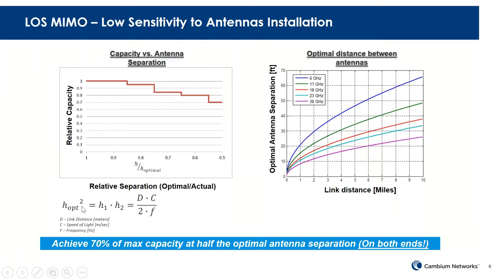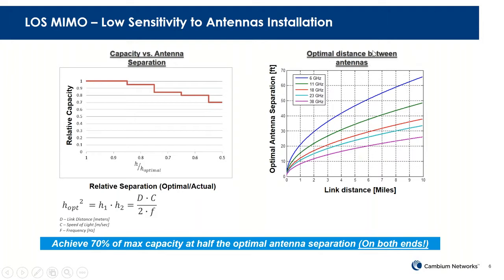you can say H optimal square equals D times C divided by 2 times F. D stands for the distance of the link in meters, C is the speed of light, and F is the RF frequency. So this will give you the optimal separation space you need to achieve the highest modulation mode.